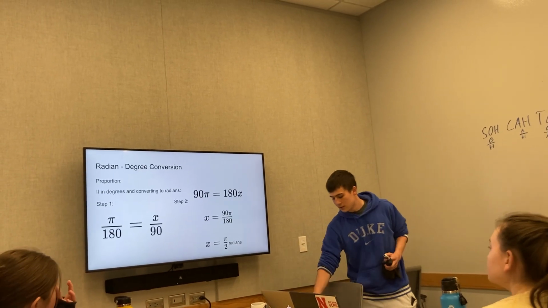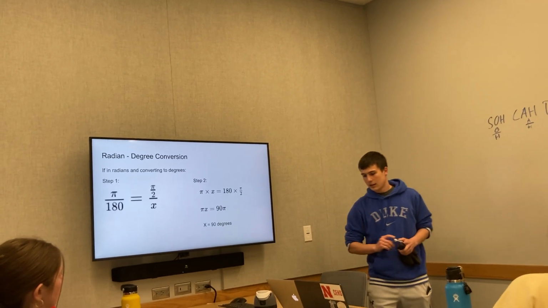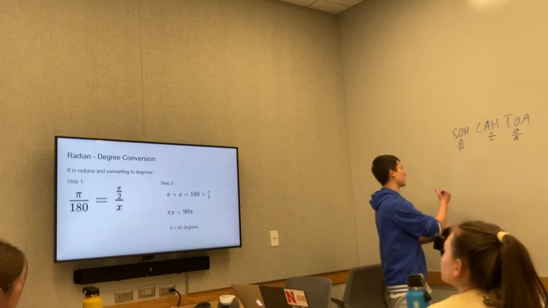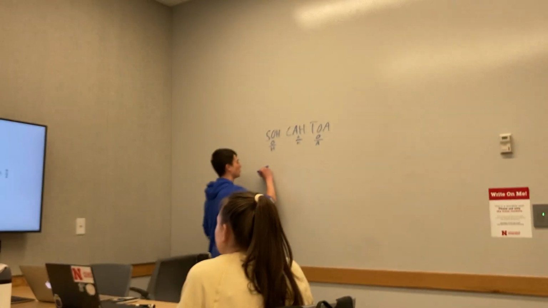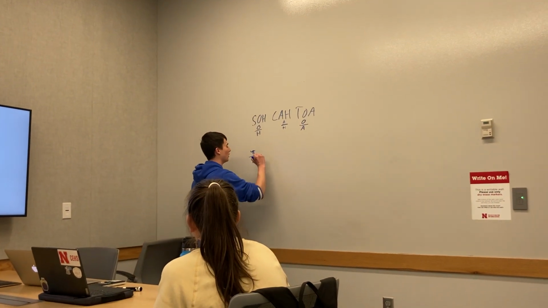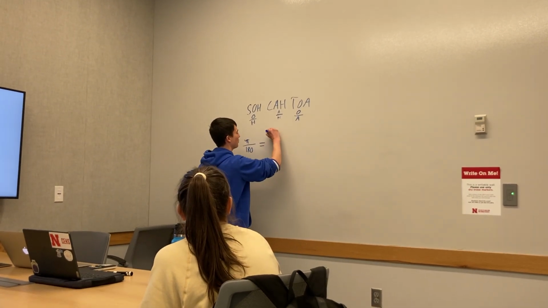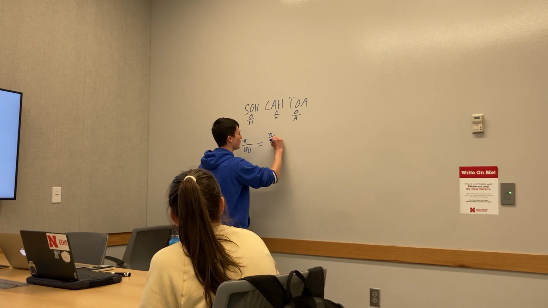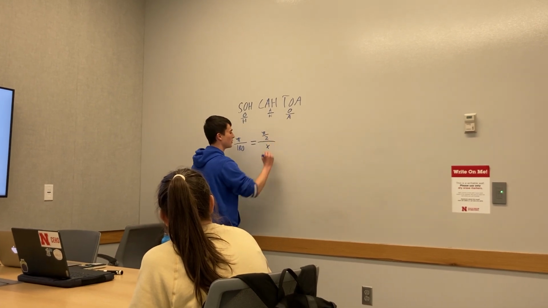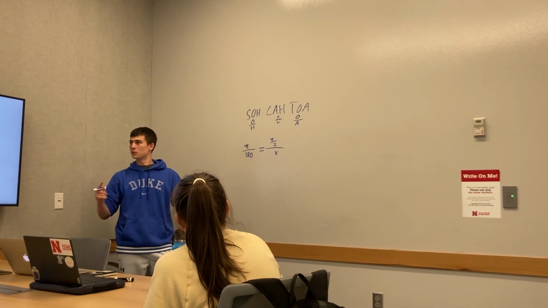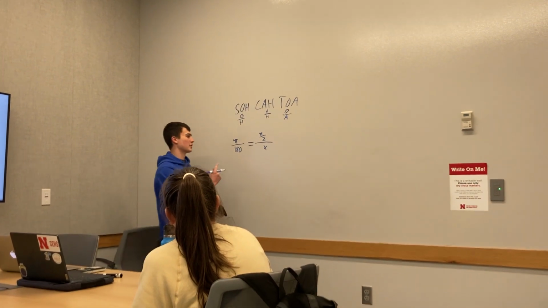So, we did that already. If we want to do it the other way, we can use the same exact process. So if we have pi over 180, and let's say this time we want to find how many degrees is equal to pi over 2. I know we just proved that pi over 2 is equal to 90 degrees, but we just want to prove that the process works in reverse.